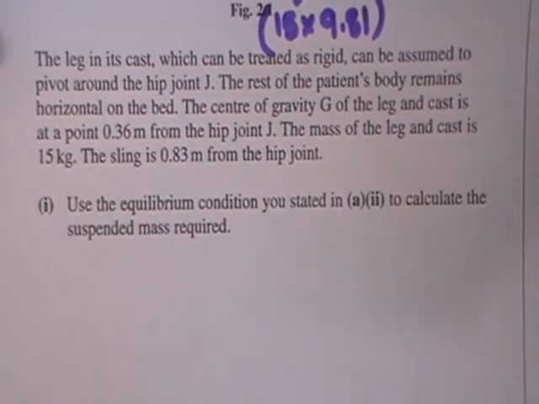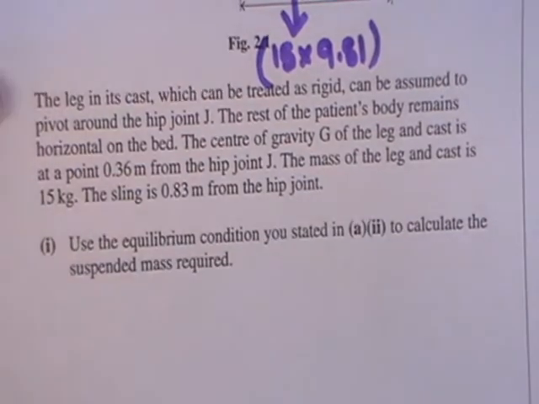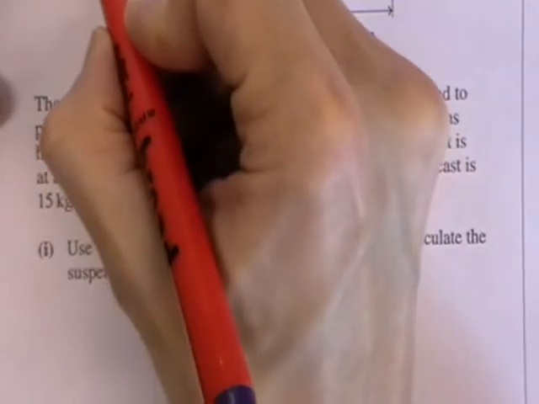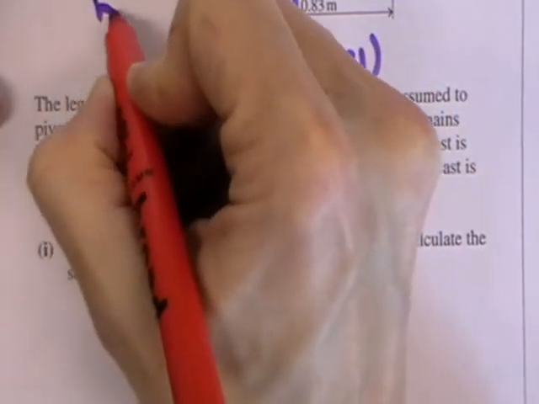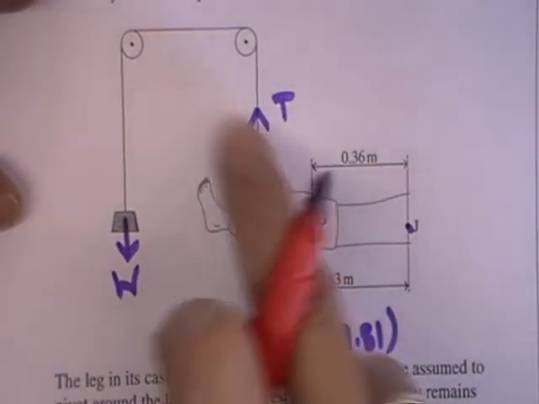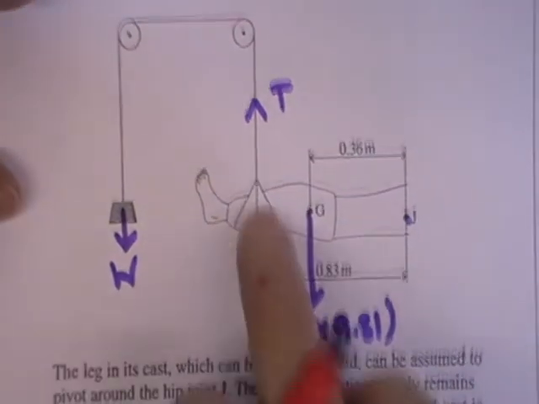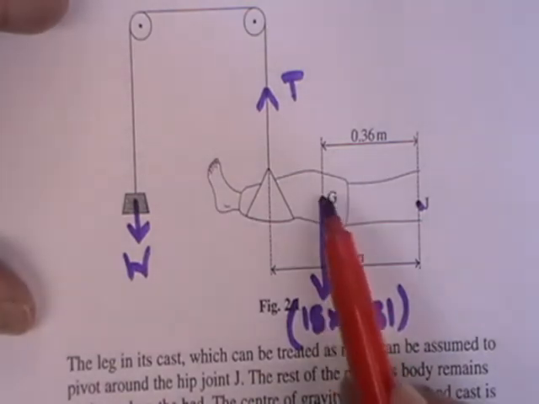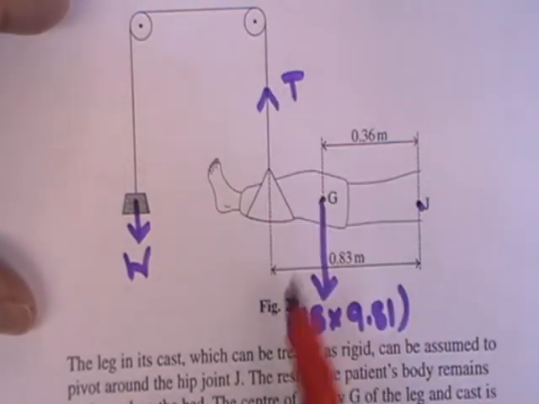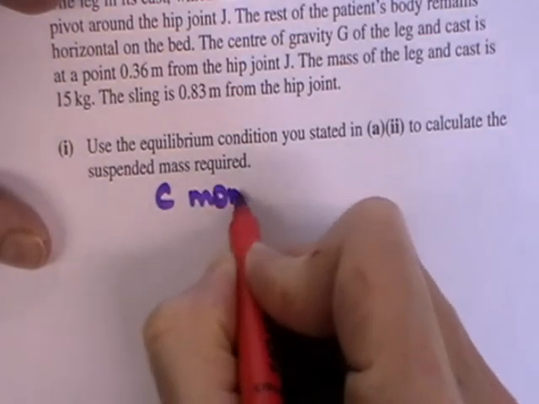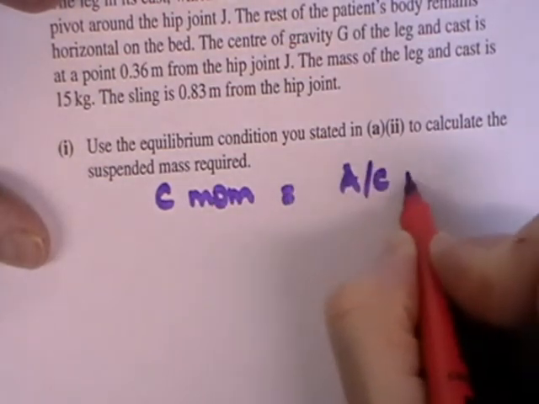So you're trying to calculate the suspended mass required. So whatever the suspended mass is, it's the same as that tension force. The weight of it is the same as the tension force. So if we calculate the weight and divide by 9.81, we've got the mass. Okay, so this tension force is the same as that weight. So we're going to calculate this tension force. So we can tell that that times 0.36 is equal to that times 0.83. So clockwise moments is equal to anti-clockwise moments.